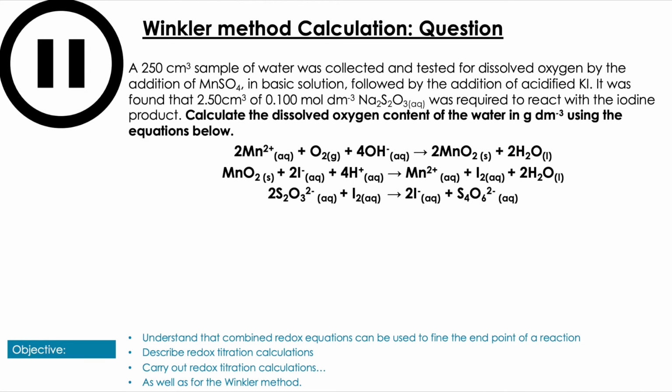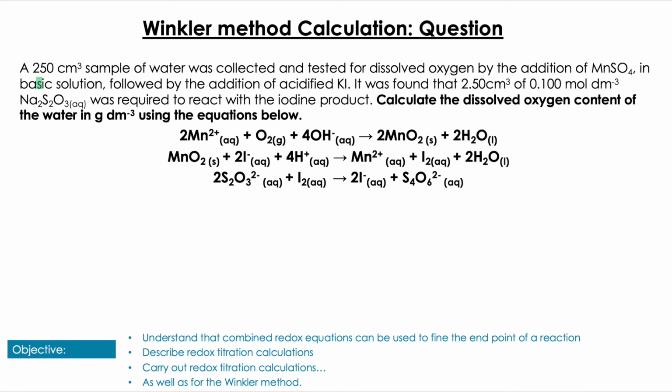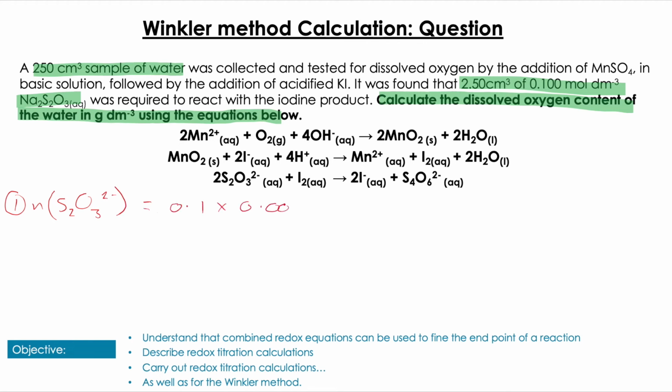Okay, let's go through it then. Okay, so highlighting the volume of the sample and the concentration and volume of thiosulfate, and we need it in grams per decimeter again. First of all, finding our number of moles of thiosulfate, we're just going to do volume times concentration, converted to decimeters of course, which is 2.5 times 10 to the minus 4 moles.